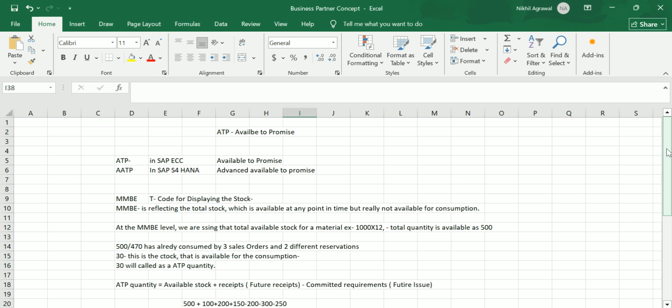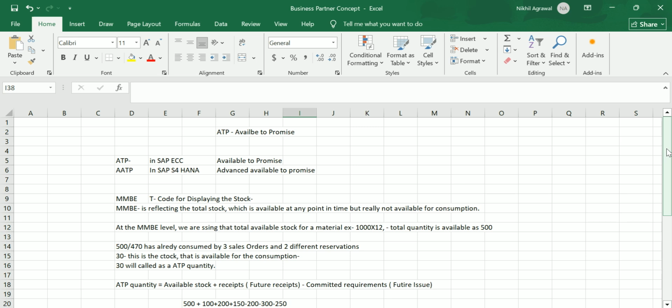That means whenever a sales order is getting created, if ATP quantity is 20 and a sales order is getting created for 18 quantities, immediately the quantity is available for the consumption. Or in case of the outbound delivery, in case of the reservations, the quantity is readily available. That is called the ATP quantity, the uncommitted quantity.